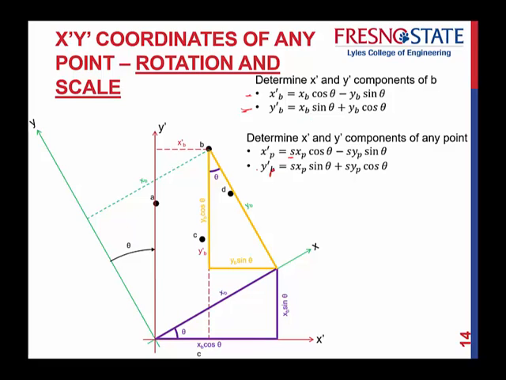So this is now the relationship between those two coordinate systems. That means any coordinate that I have a known coordinate value for in the xy system, I can now convert into coordinate values in the x prime y prime system.